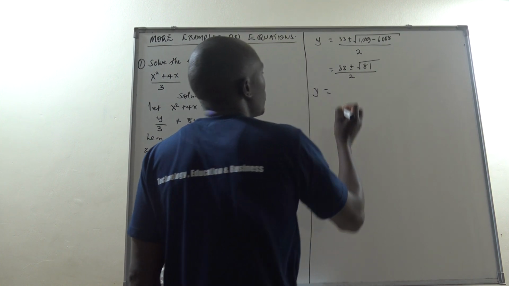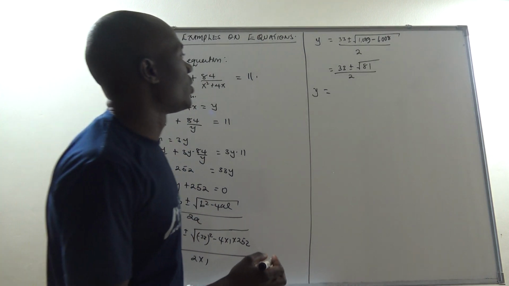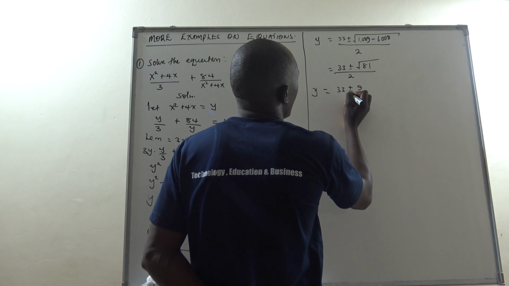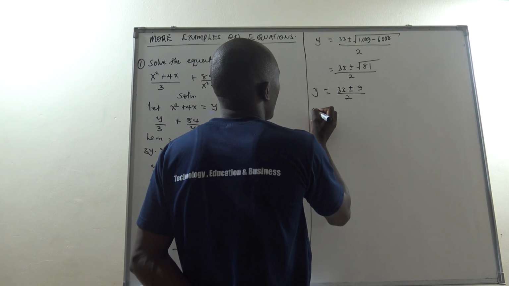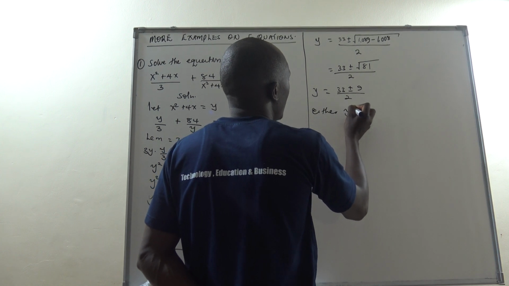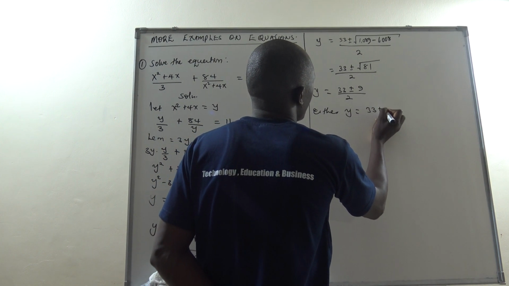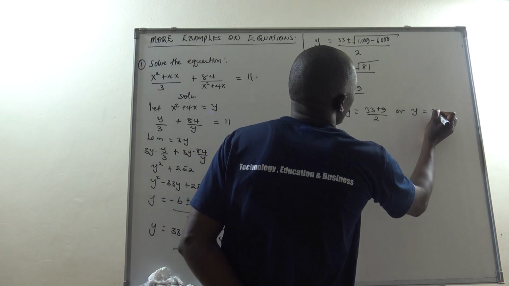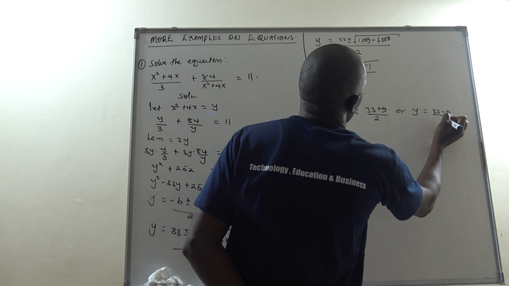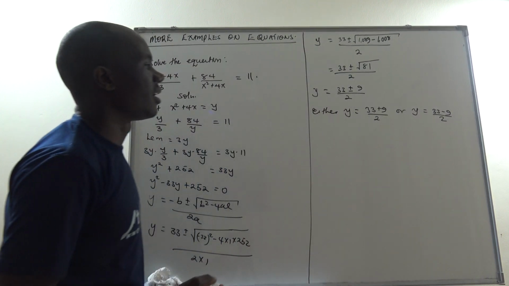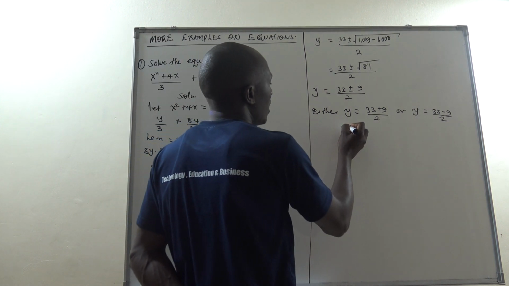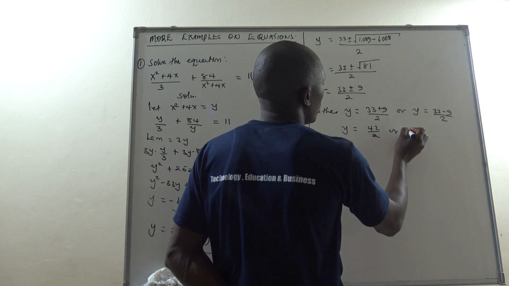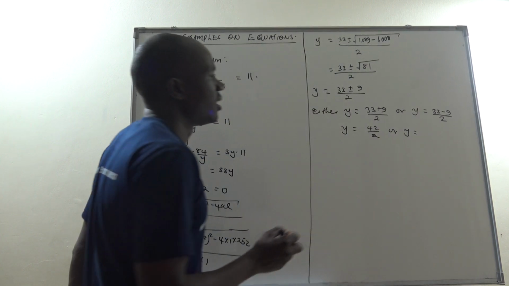So we go ahead. y equals, do we know the square root of 81 is 9? So we are getting 33 plus or minus 9 all over 2. So either y equals 33 plus 9 out of 2, or y equals 33 minus 9 out of 2. So can we go ahead and try to add? So what is y? We are getting 33 plus 9, that is 42 out of 2, or y equals 33 minus 9.